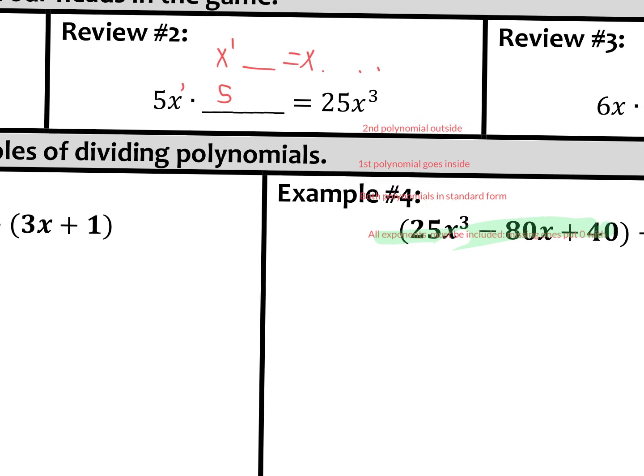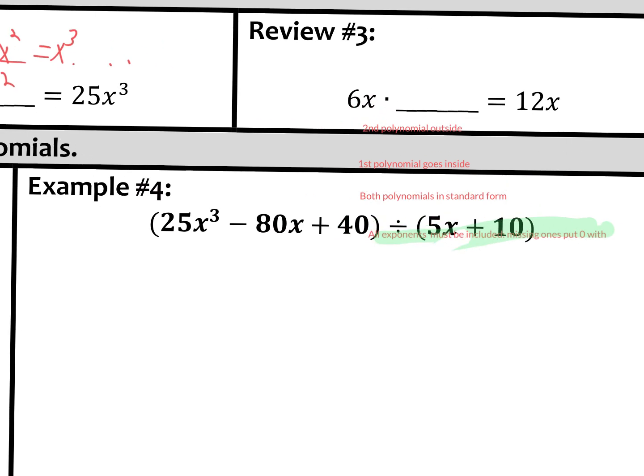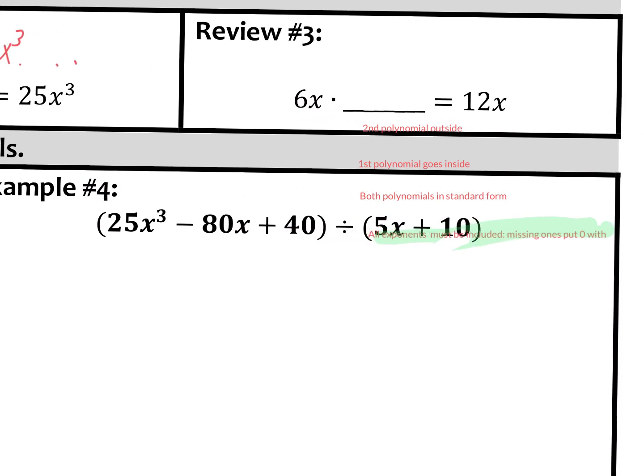Let's move it down. Remember, we're adding the exponent, so that would be 2. So 5x to the first times 5x squared gives me 25x to the third. The last warm-up: what do I multiply 6x by to get 12?